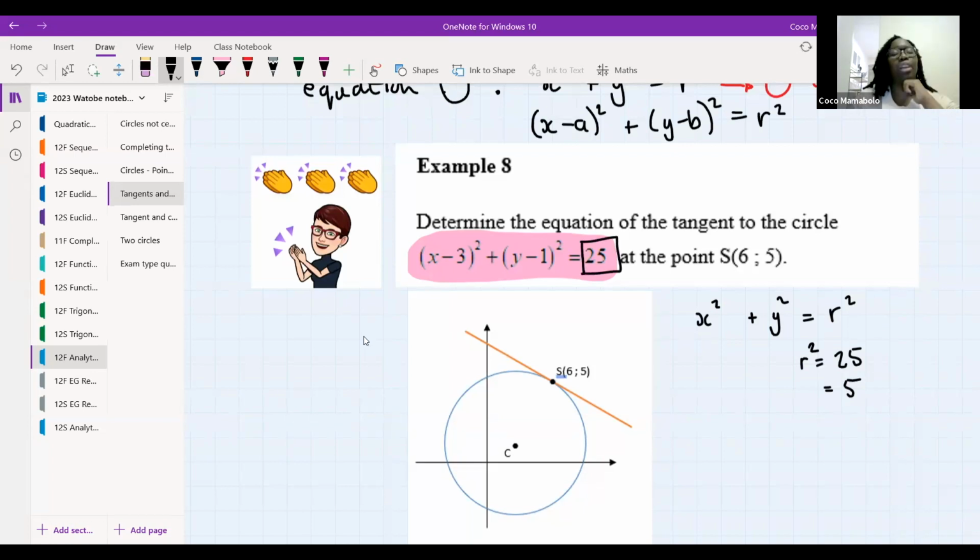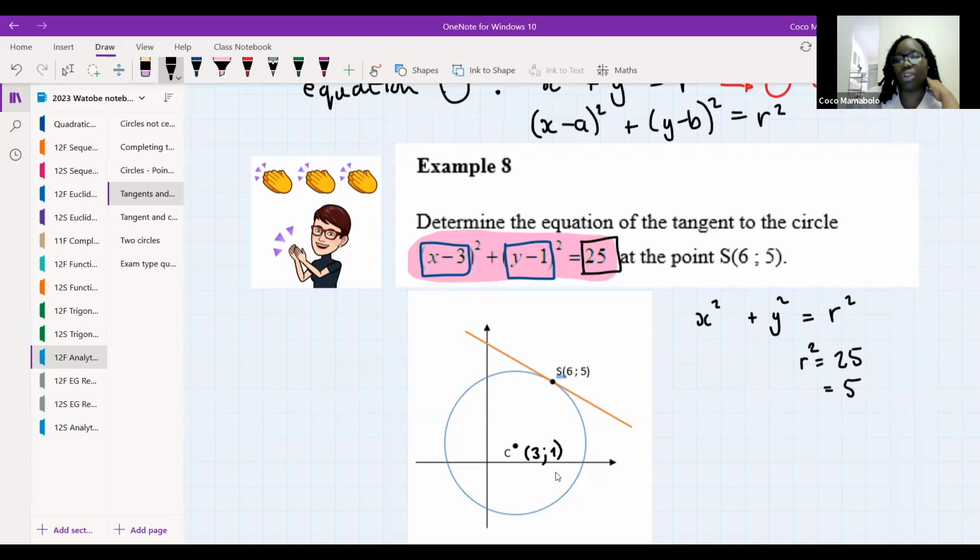They've given us that radius part, which gives us 25. What does the rest of this tell me? What does the x - 3 tell me, and what does the y - 1 tell me? What do we know about that minus 3 and that minus 1? Who remembers? Good, the x and y coordinates of my circle center. So my circle C sits at (3; 1).